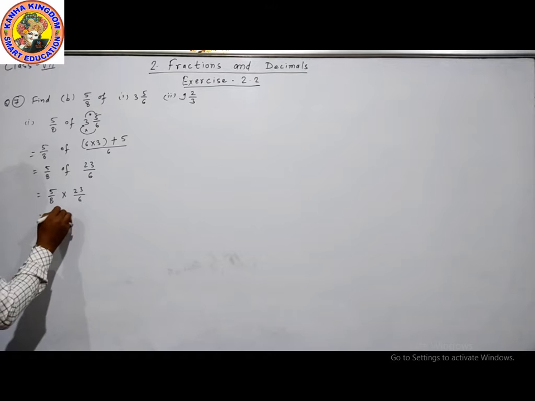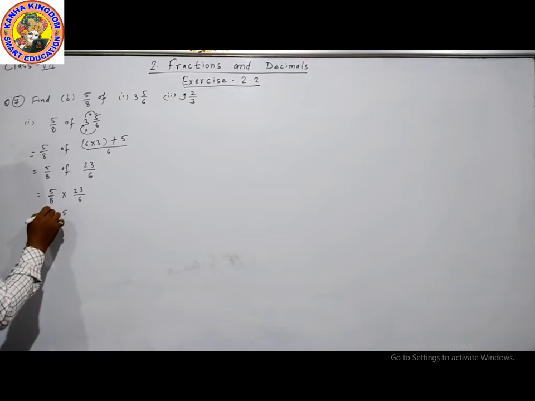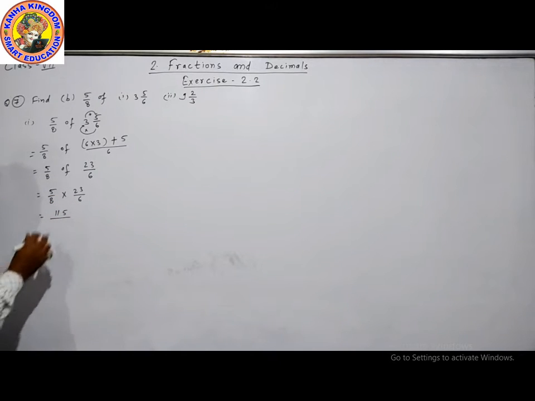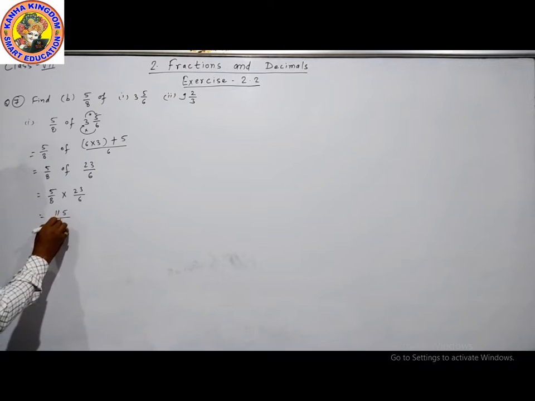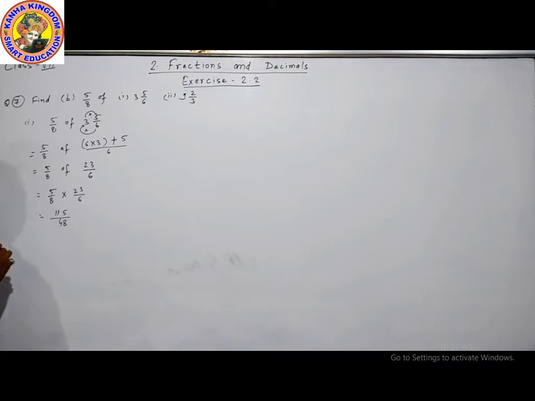5 into 23, 115, and 10 plus 1, 11. 8 into 6, 48. This is our final answer.